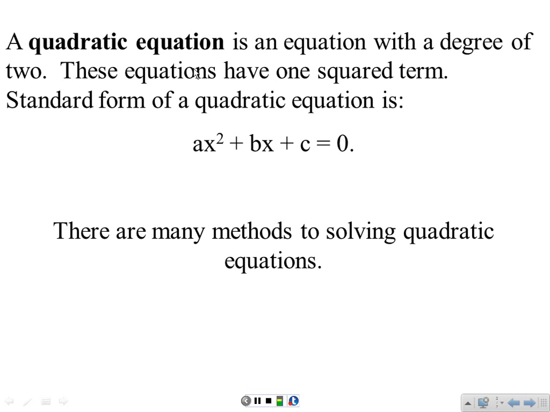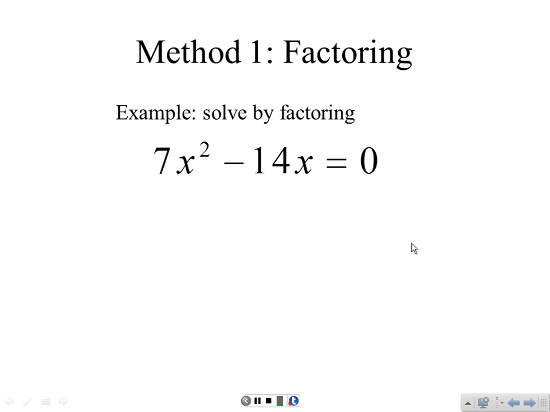equation. So a quadratic equation is an equation with a degree of 2, and we already know that. Anytime you see that squared or a second degree equation, you know that it is a quadratic. These equations have one squared term. Standard form of the quadratic equation is this: ax squared plus bx plus c. There are many methods to solving quadratic equations, and like I said, you already know one, and that's going to be factoring. So let's review that.